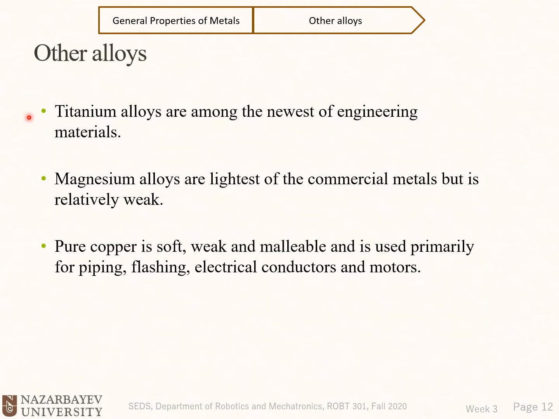Other alloys: titanium alloys are among the newest of engineering materials. Magnesium alloys are the lightest of the commercial metals, but are relatively weak. And pure copper is soft, weak, and malleable, and is used primarily for piping, flashing, electrical conductors, and motors.